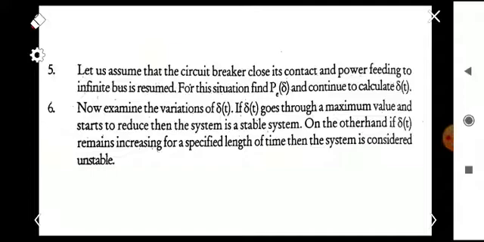So we have discussed transient stability, the occurrence of a fault, and the auto reclosure type circuit breakers we are using.